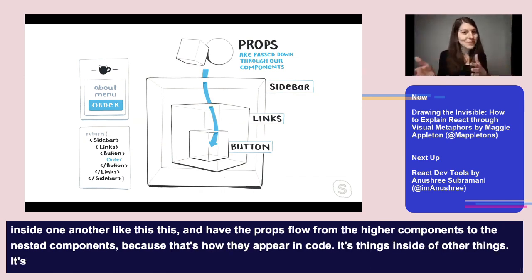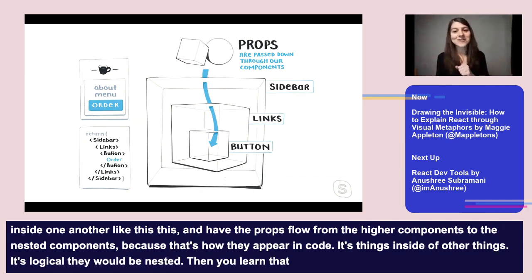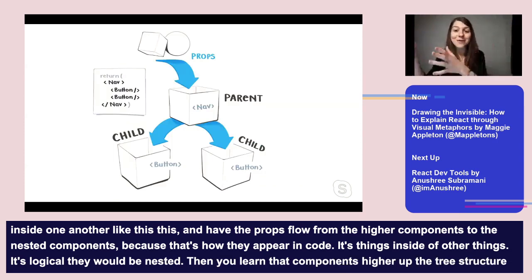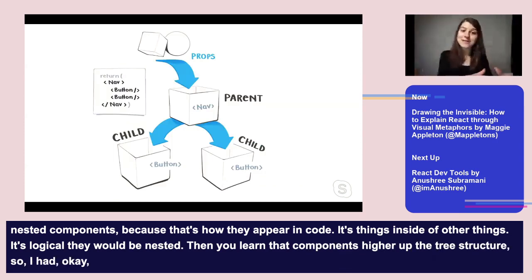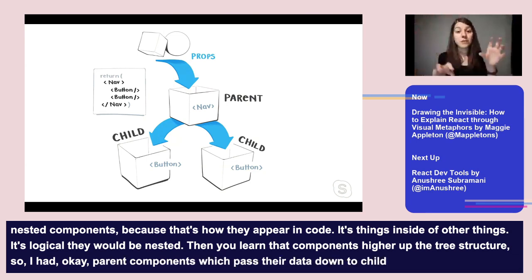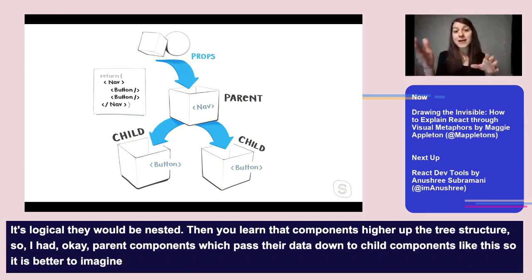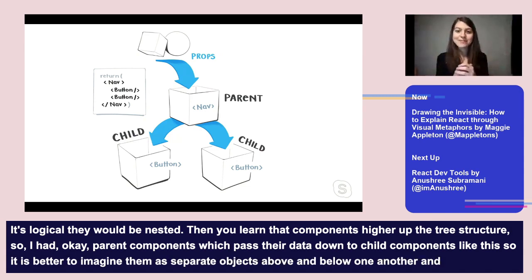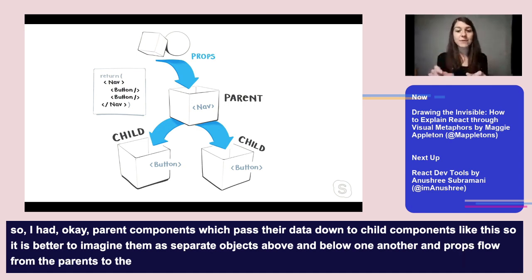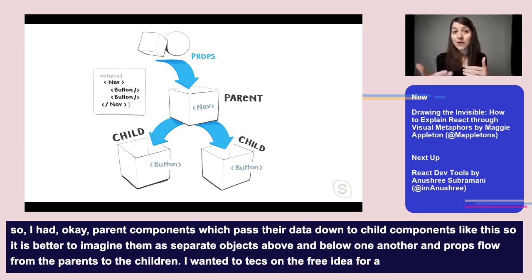But then you learn that components live in a hierarchical tree structure. So I had, okay, parent components, and they pass their data down to child components like this. So it is better to imagine them as separate objects above and below one another, and then props flow from the parents to the children. But I want to focus on this tree idea for a minute, because it's a really good example of how much our metaphorical understanding of a system can influence how we think the code is going to work.